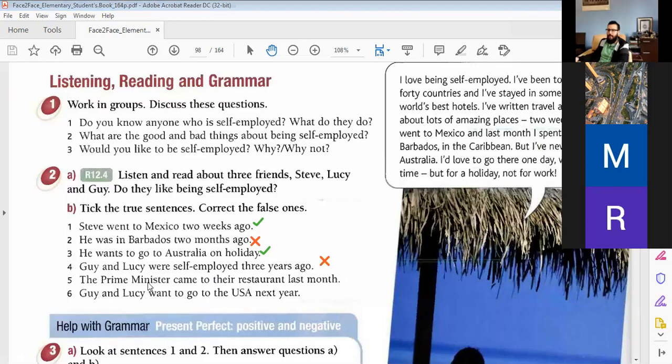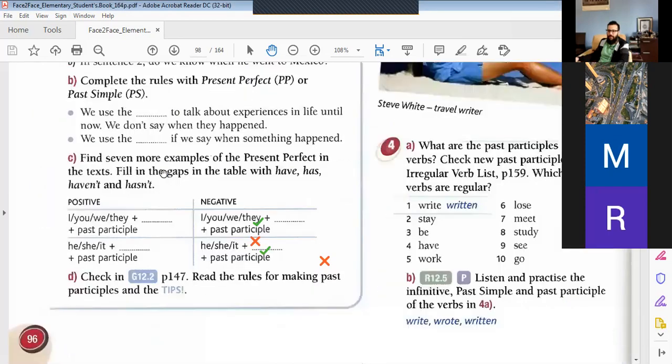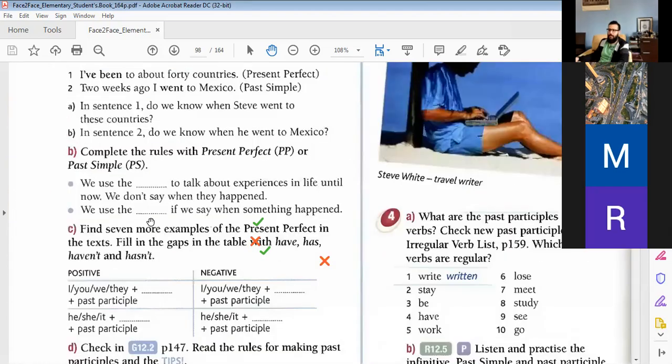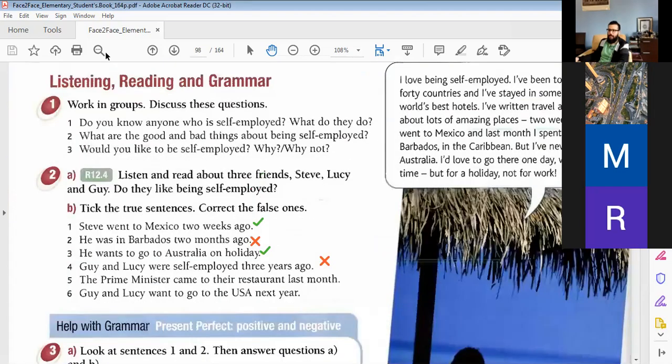Number 5, the Prime Minister came to the restaurant last month. I think no, last year. Yes, last year. So last year, the Prime Minister came to have dinner at the restaurant. That's correct, not last month.